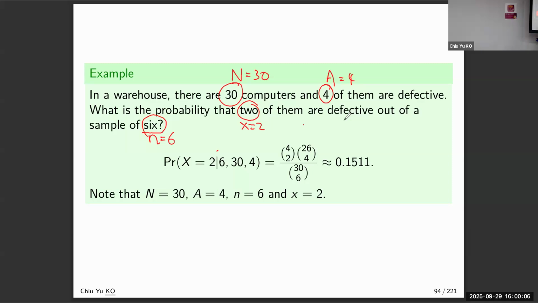So it's not a small number, right? Interestingly, even though the majority of them are good, you will see 2 out of 6, 1/3 of the time, is bad. It's still non-trivial. Okay, so that is the answer.